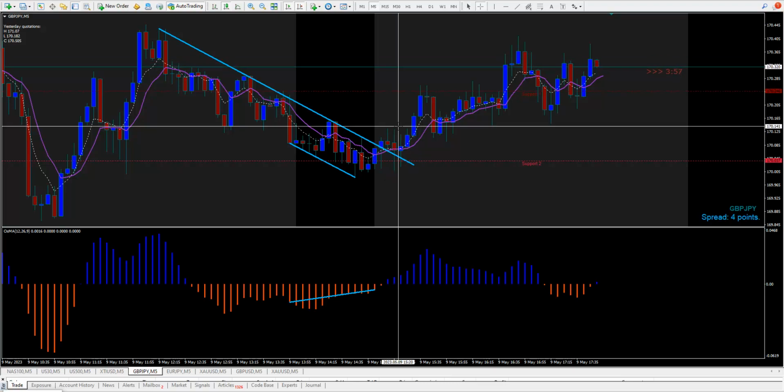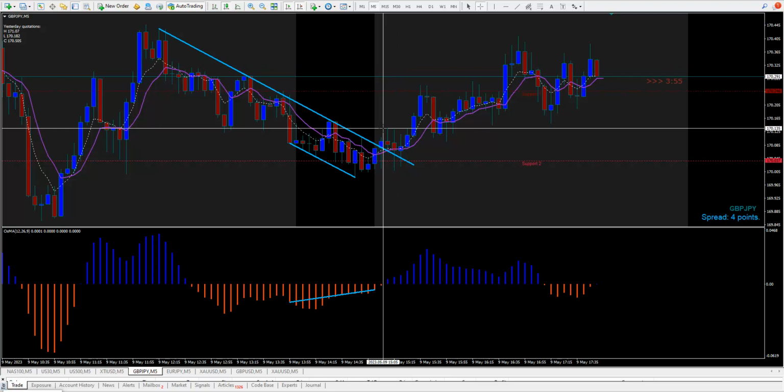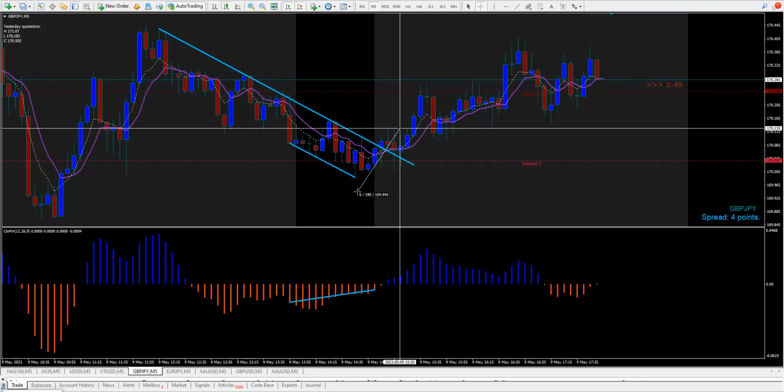Even if you wanted to wait and use a buy stop order right here, this is where you would buy, okay? So put the stop down here, about 20 pips, and we got the 20 pips, okay?